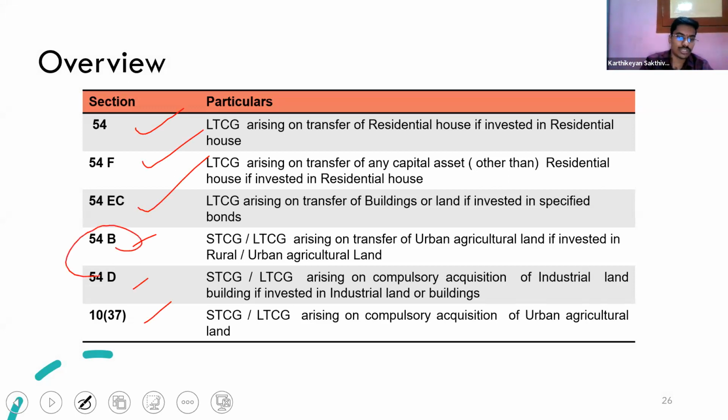Or if at all a remote chance is there, they might test 54B. So 54D and 10(37), most of the cases it might not be tested, right?